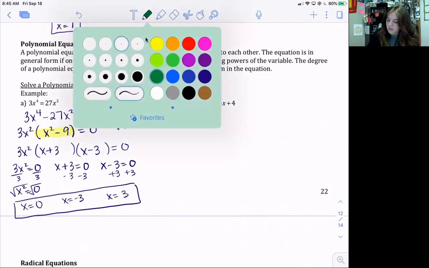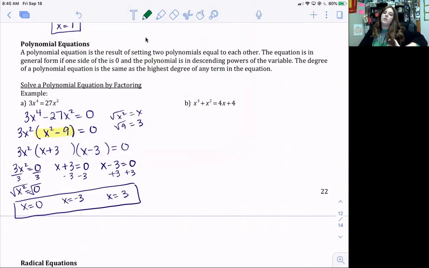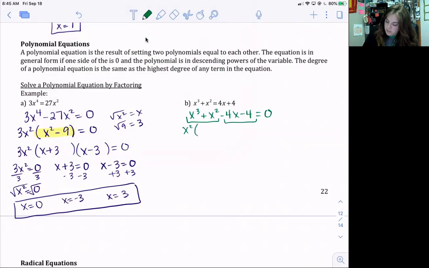Okay, and looking at B, we have x cubed plus x squared equals 4x plus 4. So we're going to subtract the 4x and the 4 to the other side. So x cubed plus x squared minus 4x minus 4 equals 0. Factor by grouping. So we have x squared times the quantity x plus 1. Negative 4x minus 4, our GCF is negative 4. And we're left with x plus 1 again. So now we have the quantity of x plus 1 times the quantity x squared minus 4 equals 0.